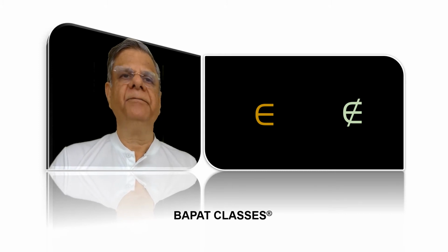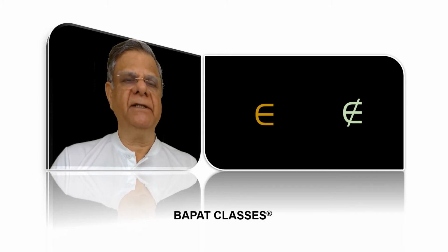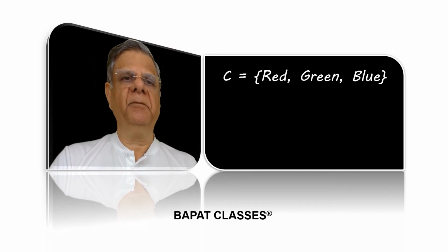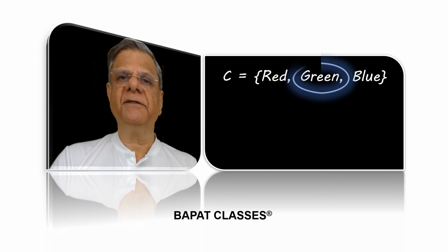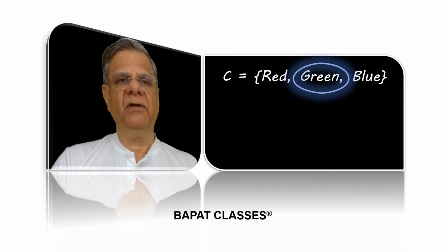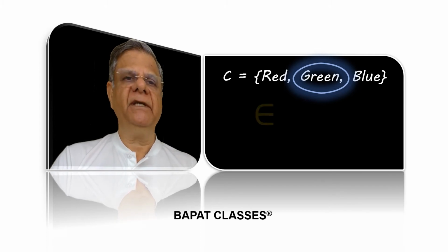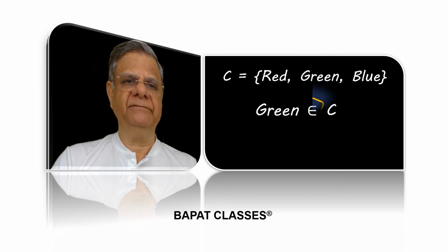Now again consider the set of RGB colors, that is C equal to red, green, blue. Here green is an element of set C. We can express this using the epsilon symbol. Epsilon means E, and E stands for element. Green is an element of set C. We can write this as green, then the epsilon symbol, and then C.